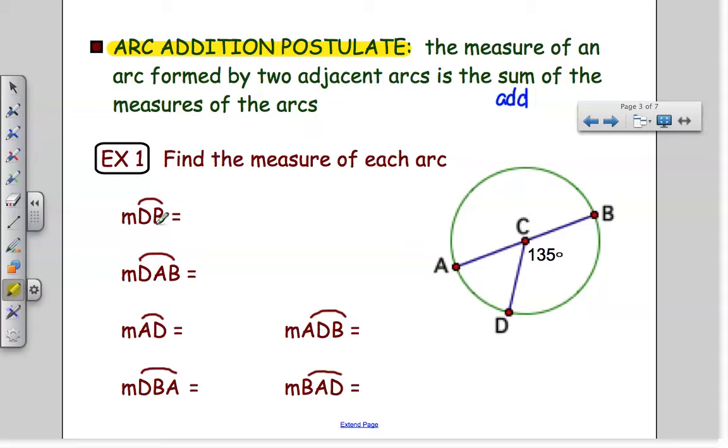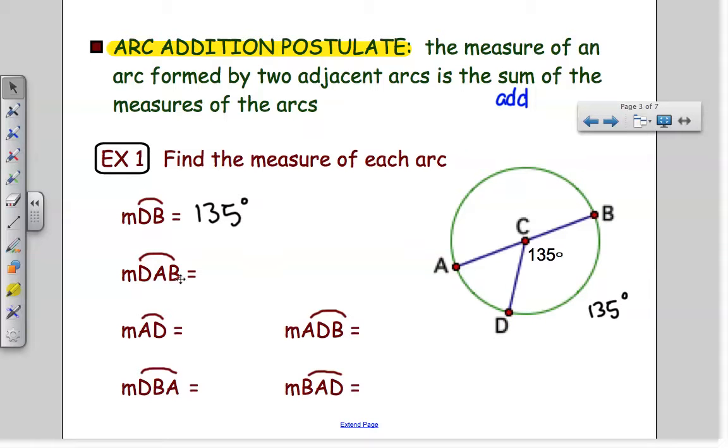So I start out, let's say I want the measure of arc DB. So I'm going from D to B. It is a minor arc because it is two letters. Now from D to B, I notice that I have the central angle that applies because the vertex is at the center, or C, going out to D and B. Now this central angle measure was 135. Therefore, I know that arc DB is also 135 degrees. And I will label that out here. Arc DB is 135.